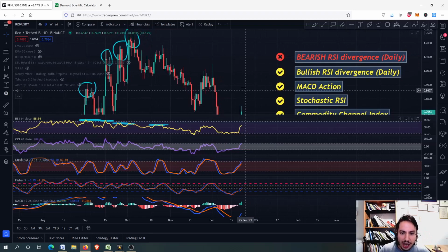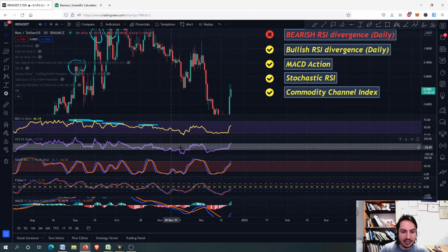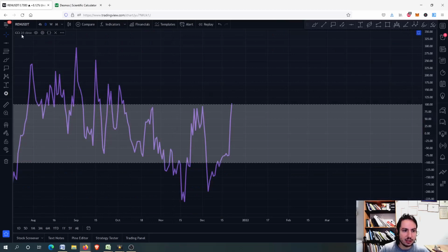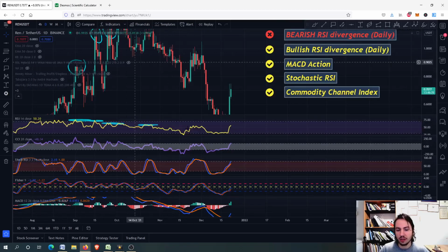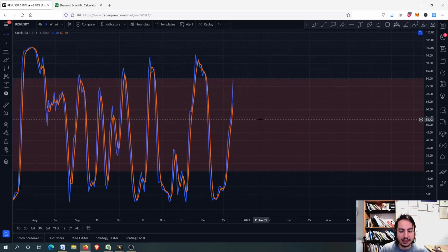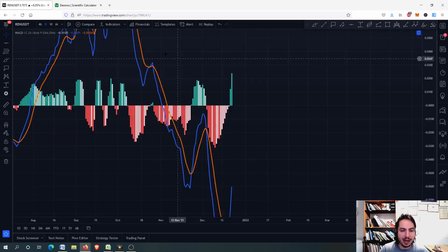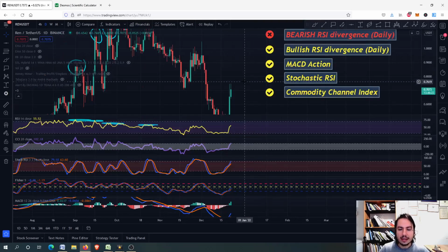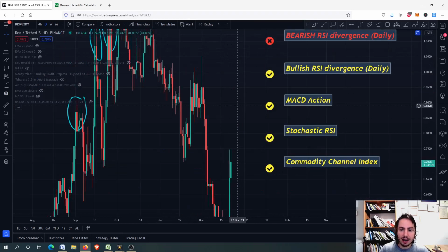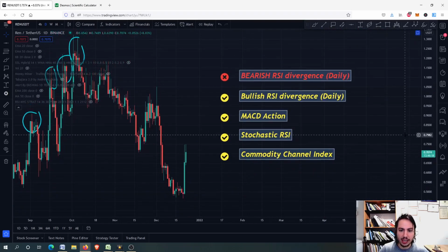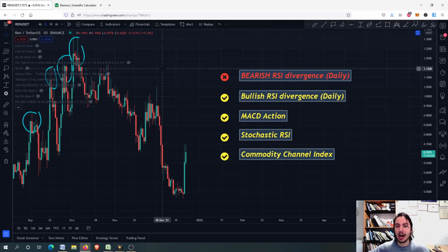The indicators I have on this chart are the RSI, the Commodity Channel Index, the Stochastic RSI, and the MACD, which you can add from the indicators. When you want to enter an altcoin, you should be seeing a bullish RSI divergence. This is the first step you always need to do on the daily frame, because on the daily frame we are seeing the most major upcoming movements.